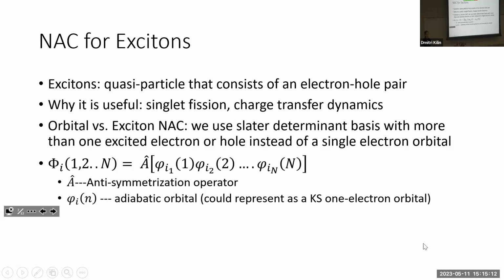It can be useful to look at electrons if you're looking at things like singlet fission or some charge dynamic situations. And the difference between orbitals and the excitons is, instead of having our single orbital exciton wave function, we use the Slater determinant basis, which will be made up of these adiabatic electronic structures, which could be represented as one electron constraint orbitals.